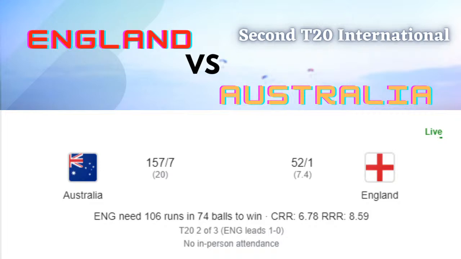Fifth ball. Zampa to Malan. No run. That is a dot delivery. Malan hit that straight to the fielder at point. Good bowling by Zampa. Only 3 runs given in this over. Last ball of the over. He's bowling to Malan. Fuller delivery. Hit down the ground for a single. Well bowled. That was a good over from Adam Zampa. He gave away just 4 runs. England are now 53 for 1 after 8 overs.